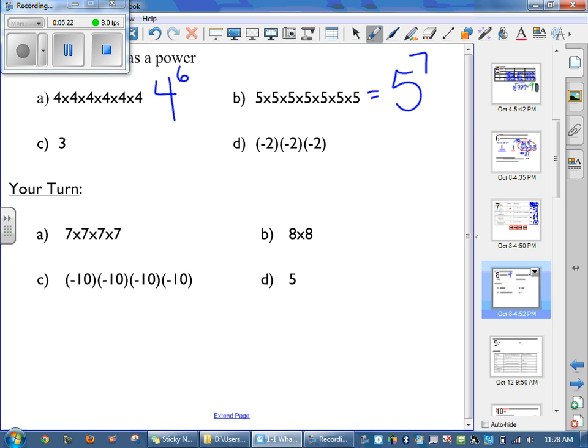Yeah, just a 3, but what does he have hiding? He's got a little baby 1 hiding there, okay? Don't forget. Do you have to write it? If it wants to see the power, yes, you have to write his little power. Okay, if it says write as a power.